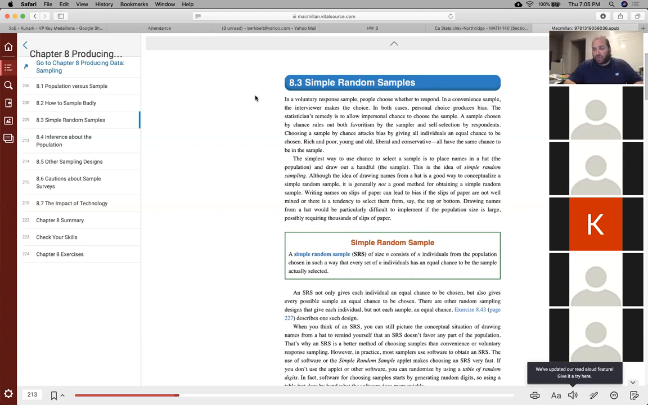And if you don't have an SRS, you usually can't say that. Now, we're not going to prove or show why an SRS is so important, but we are going to describe exactly what an SRS is.